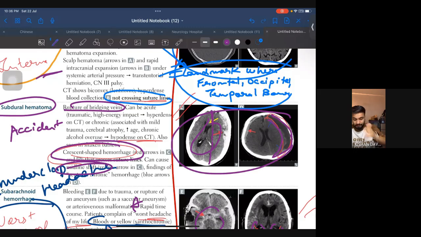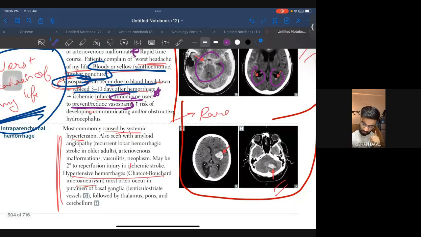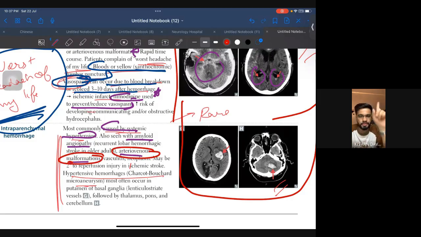That's it. We are done with the hemorrhages. One last type, intraparenchymal. So with intraparenchymal, the most common etiology they will give you is systemic hypertension. Okay, most common. Also seen with amyloid, arteriovenous malformation. This word arteriovenous malformation, very important. How? I'll show you later. Okay, so hypertensive hemorrhage, Charcot Bouchard microaneurysm, very important.